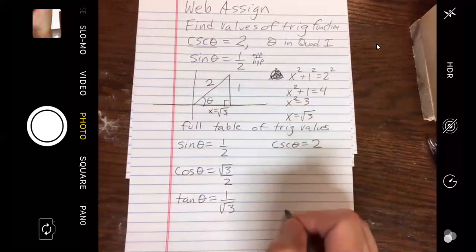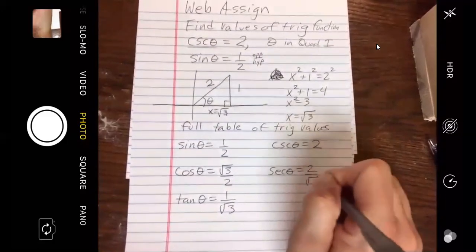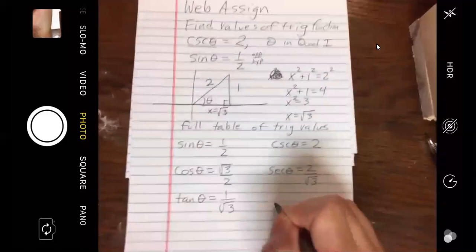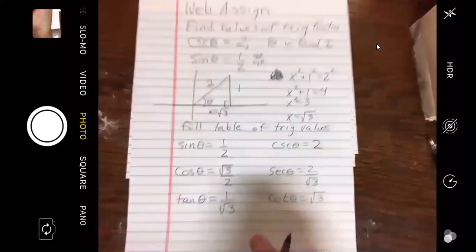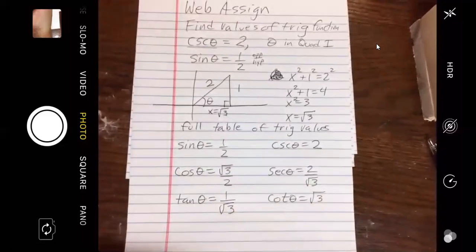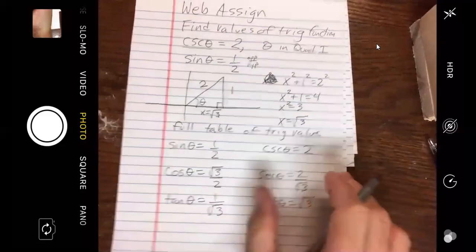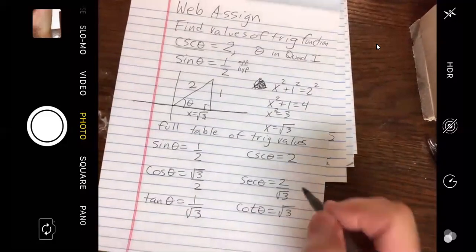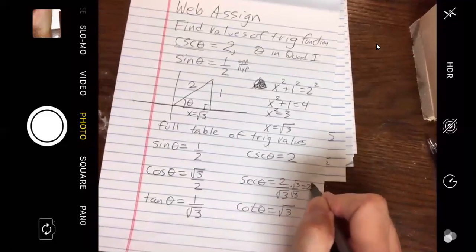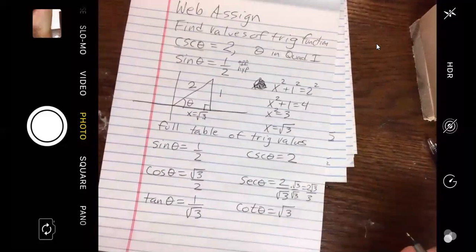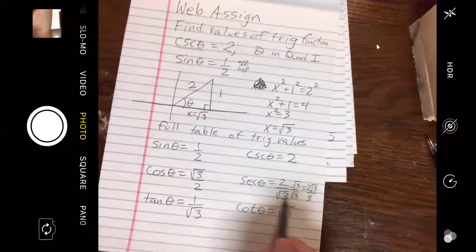Okay. The other two here, just flip them. Secant, 2 over square root of 3. Cotangent, square root of 3 over 1. I don't have to write it over 1. I'm not going to make you rationalize this. WebAssign might. I don't know if they do or not. If you did, it'd be 2 times square root of 3 over the square root of 3 times square root of 3, and you'd get 2 square root of 3 over 3. Remember, square root of 3 times the square root of 3 cancels the root, gives you 3.